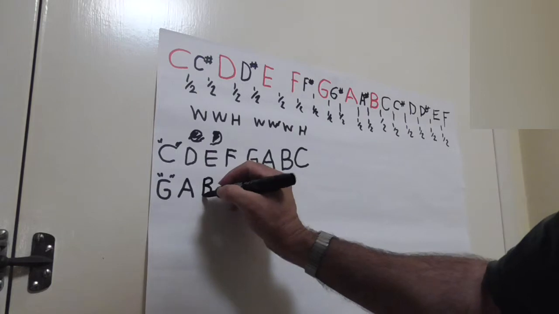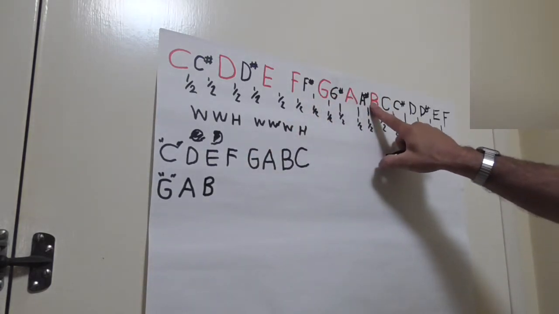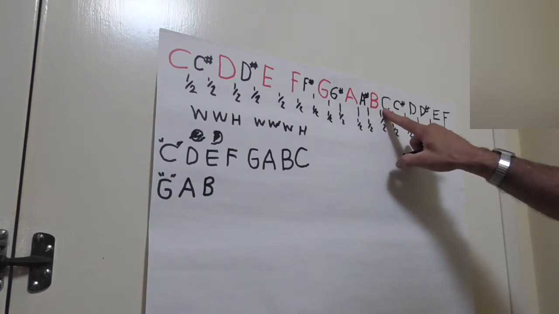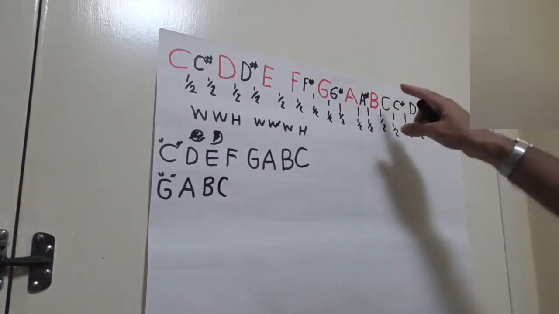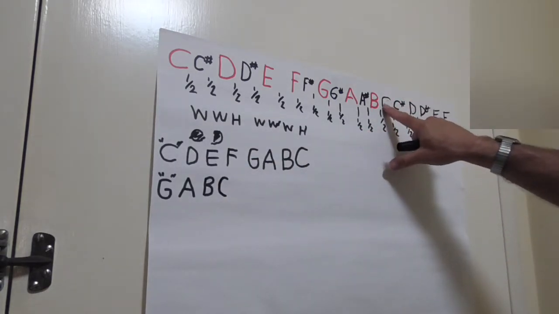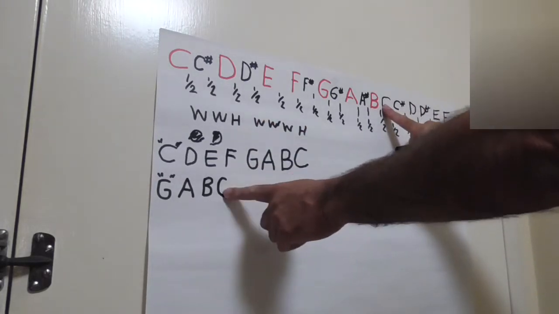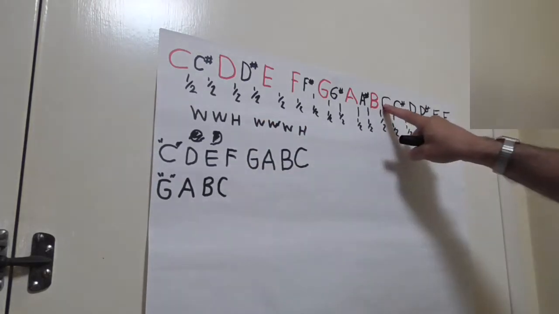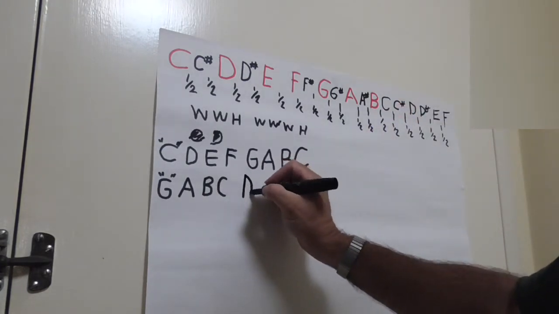So we've done our whole, whole, and now a half. So the next note would be C. Now that we're at C, we need to do another whole. Between C and the next note is a whole. So C sharp and D. Next note is a D in that key.